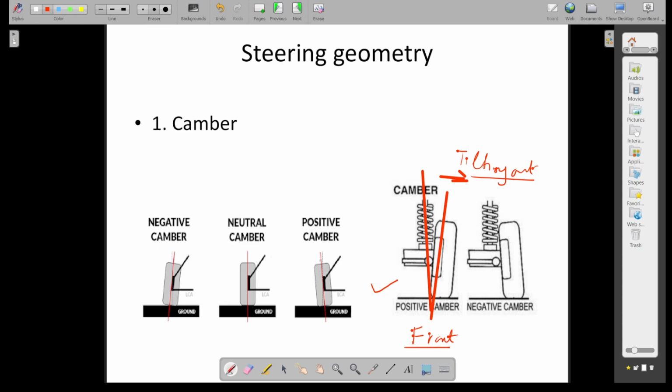But again, when the top of the wheel tilts in, I am just drawing over here the vertical line. You can see here the drawing.